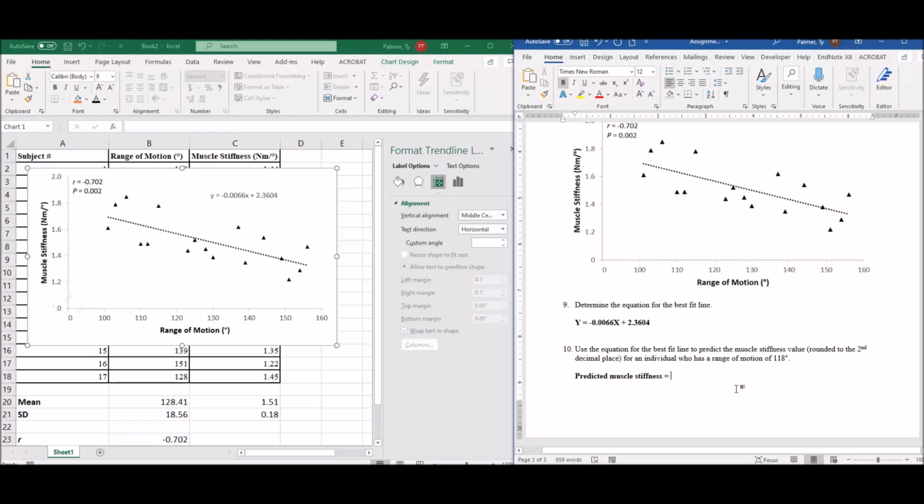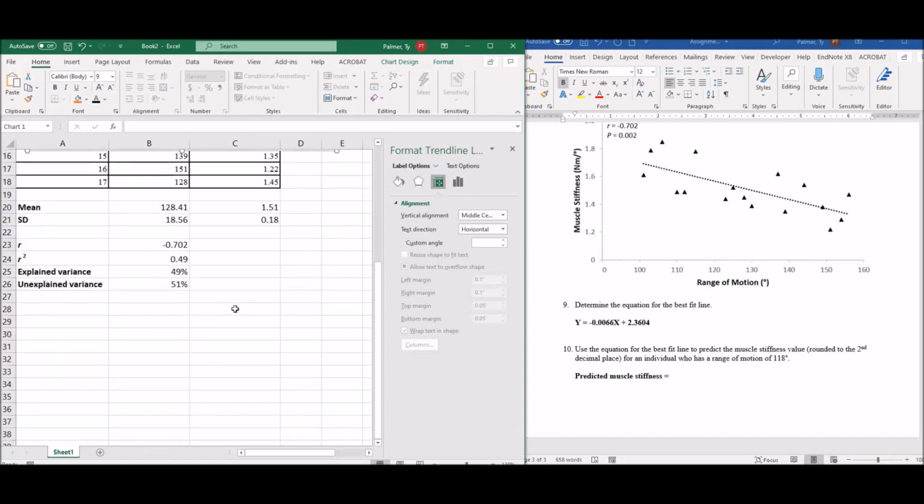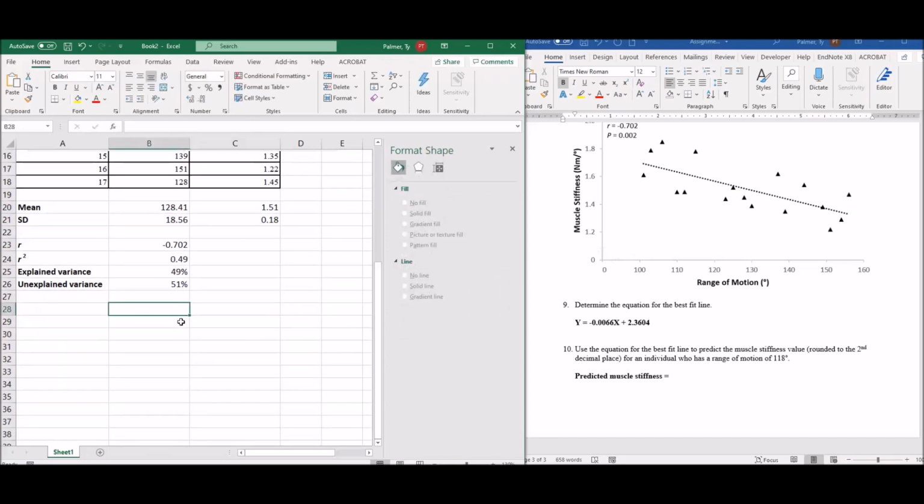Okay, so in order to do that, all we have to do is just use our equation to predict the value, and we can actually do this in Excel. I'm going to go down in my Excel sheet and click on an empty cell. You can click on one down below here, that's fine. This is where you're going to type in the equation. What we're trying to look for is muscle stiffness.